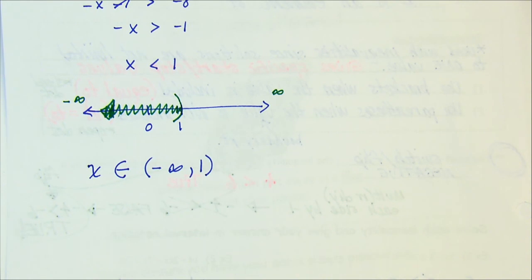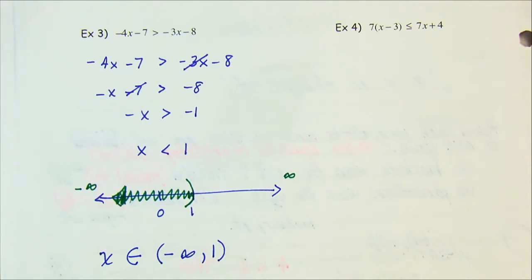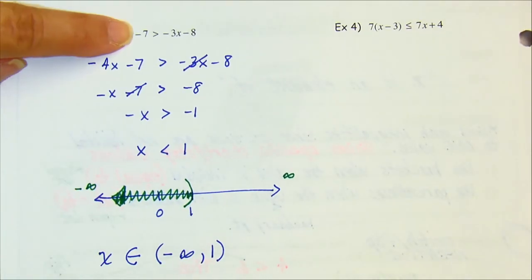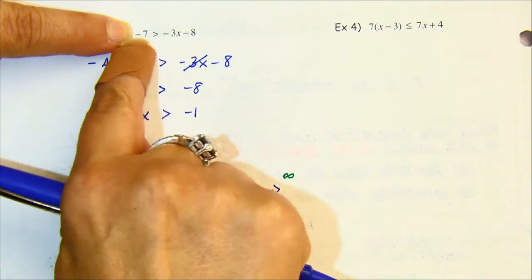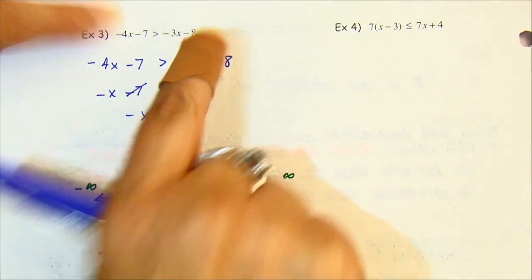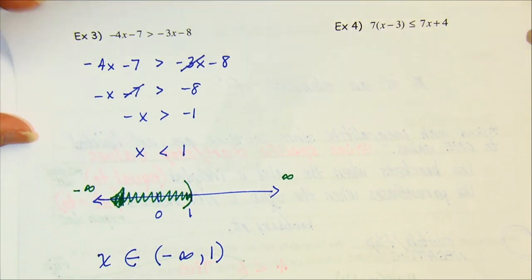You could check it. 0's in the shaded part. Substitute a 0 in here. So that would go away. That equals 0, and negative 3 times 0 is 0. Is negative 7 greater than negative 8? Yes, it is. It's to the right of it, and numbers to the right are greater. So that's true.